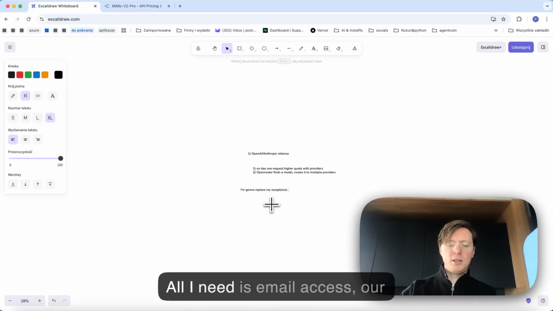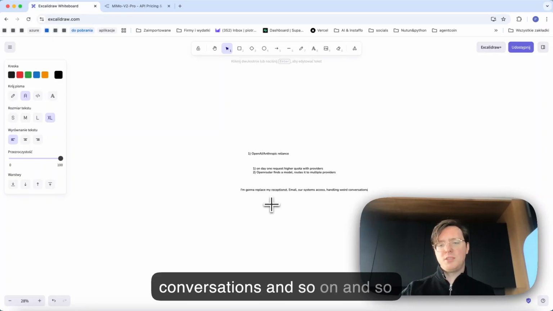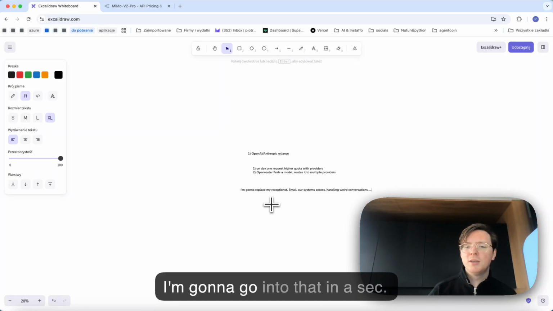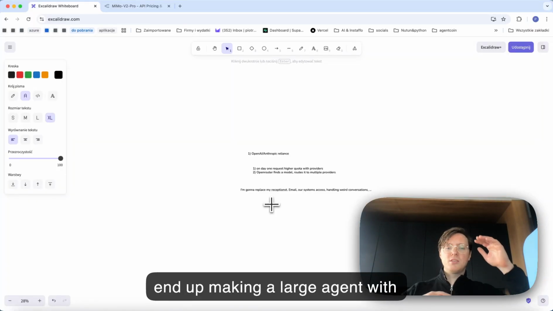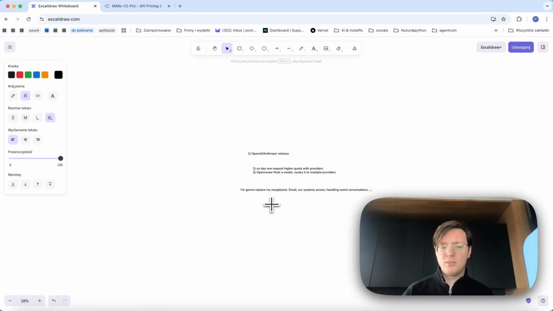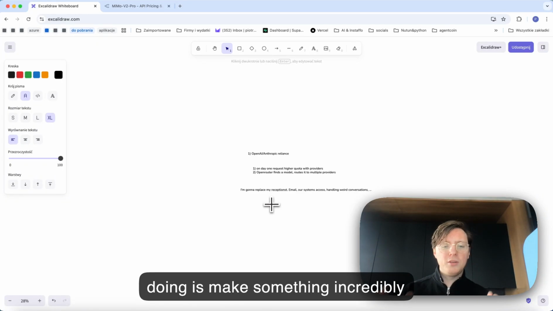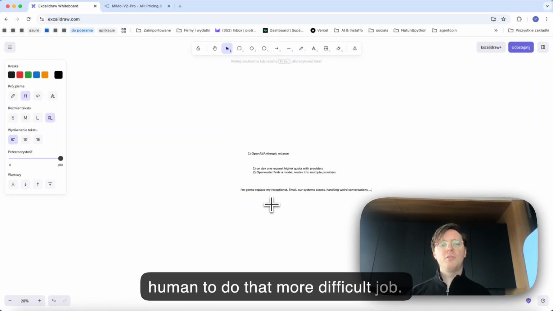It's super simple. All I need is email access, our systems access, handling weird conversations, and so on and so forth. And it becomes a total nightmare. I'm going to go into that in a sec. What you end up doing is making a large agent with a very complex setup that just doesn't work. Instead, what you should be doing is making something incredibly simple and small and still relying on a human to do the more difficult job.